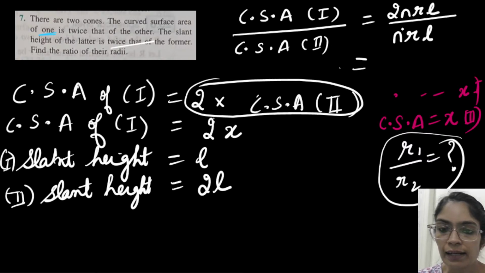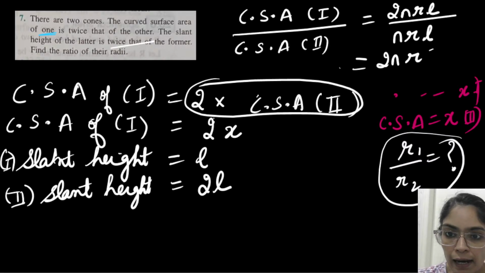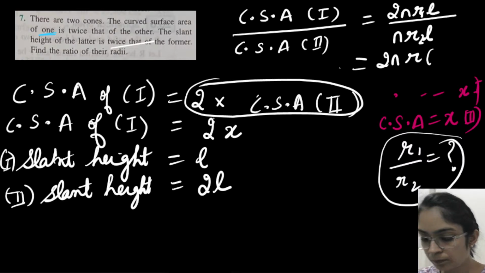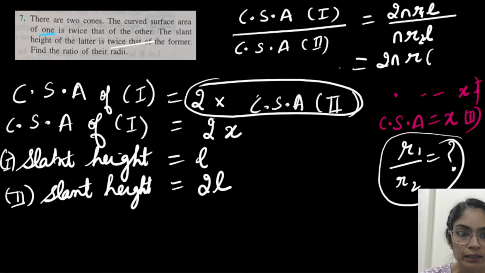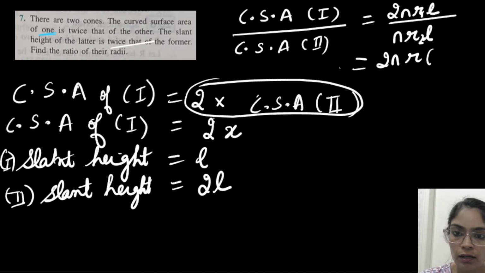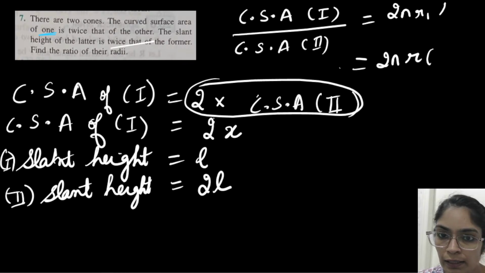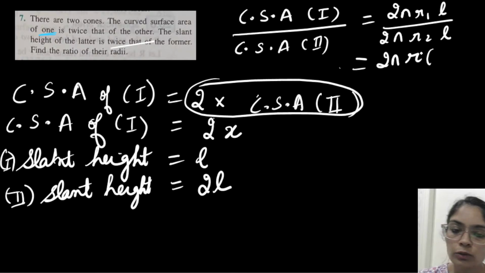So here the slant height also we will substitute. So 2 pi RL. I am writing R1 here and R2 there. If anyone can find this ratio before me, it will be good. I am taking R1 here, I'll just differentiate because people will get confused. So 2 pi R1 L, 2 pi R2 L. So L's value also we will substitute accordingly.